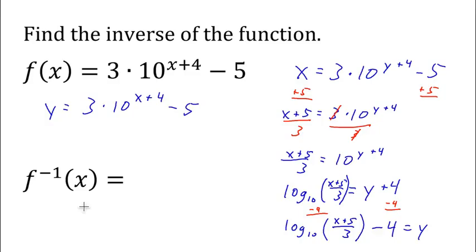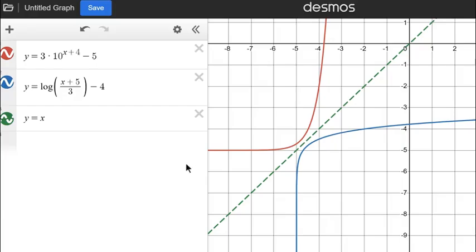So f inverse of x equals log base 10, and that's the common log, so we're going to write it without the 10 there, of x plus 5 over 3 minus 4. And here we see the reflection of the two graphs again. We have our exponential equation and our logarithmic equation.